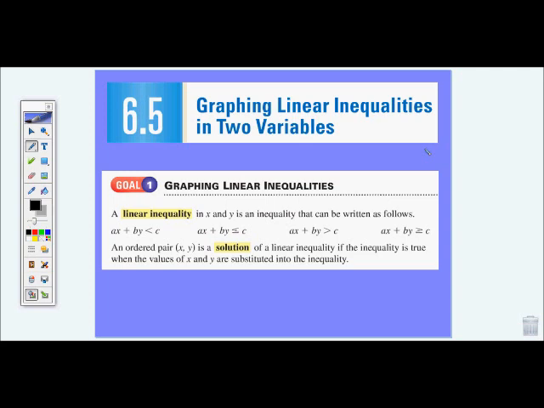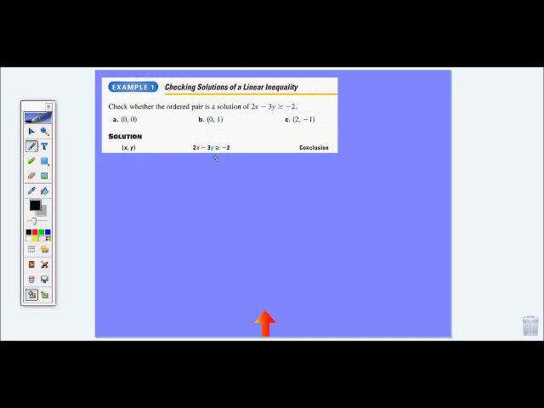So first of all, we start out with a linear inequality, and we have x and y in the inequality. Again, those could be any variables. Sometimes this is more confusing the way that they're saying it, but they're saying a coefficient times x plus a coefficient times y is less than c. That would also work in the other inequalities then. And it says an ordered pair x and y is a solution of the linear inequality if the inequality is true when the values of x and y are substituted into the inequality. Let's put it into action so that's not so wordy.